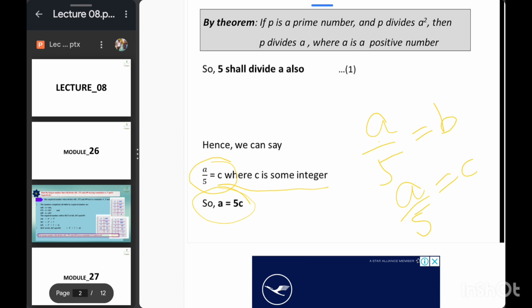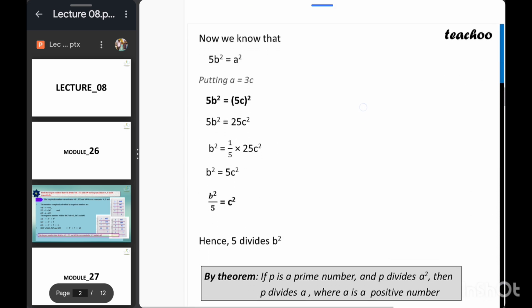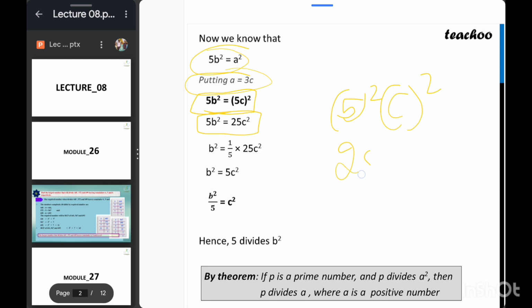Now we already know that 5b squared is equal to a squared. Putting a equal to 5c, we get 5b squared is equal to 5c whole squared. Here 5c squared is a multiplication: 5 times 5 is 25, into c squared. So 5b squared is equal to 25c squared.